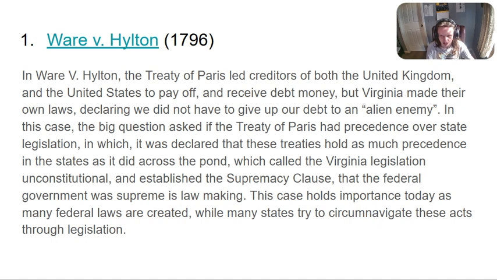It was declared that these treaties hold as much precedence in the states as they did across the pond, which ruled the Virginia legislation unconstitutional and established the Supremacy Clause, that the federal government was supreme in lawmaking. This case holds importance today as many federal laws are created, while many states try to circumnavigate these laws through their own legislation.